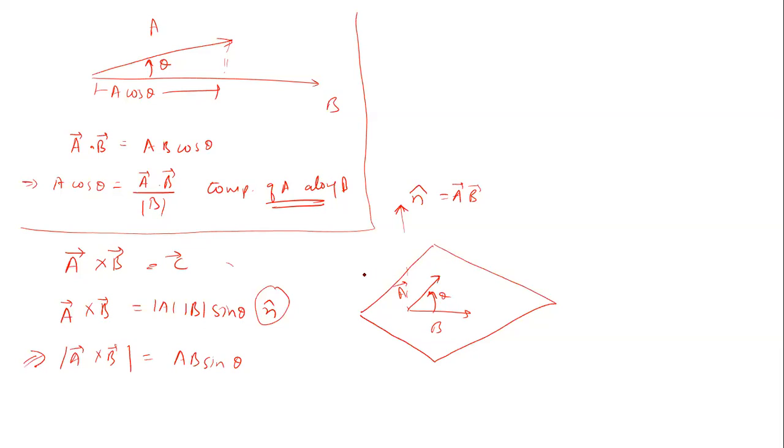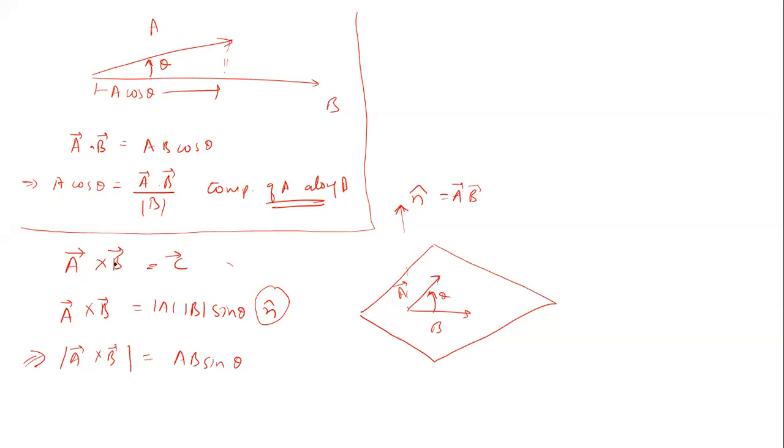That is A cross B. Understand? Now this is how we find the magnitude of A cross B. Then, B cross A will be minus n cap.